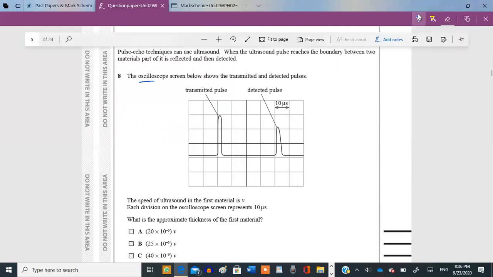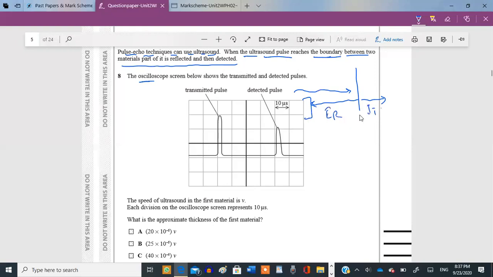So you have the oscilloscope screen over here. This is a transmitted pulse, and this is a detected pulse. Pulse echo techniques can use ultrasound. When the ultrasound pulse reaches the boundary between two materials, part of it is reflected and then detected. So you throw in the ultrasound wave. As soon as it reaches a boundary, some of it gets reflected and the rest gets transmitted. This reflected wave gets detected by a detector.